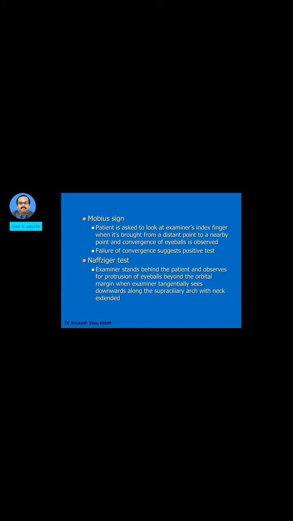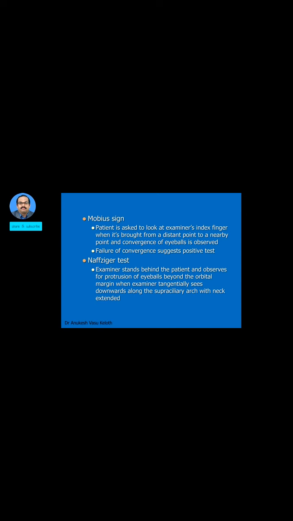The next is the Naffziger test. The examiner stands behind the patient and observes the protrusion of the eyeballs while keeping the neck extended, and you are observing through the supraciliary arch or the supraorbital margin. You are looking tangentially to the cheeks from the back of the patient while the neck is extended. So we are observing through the forehead, through the supraorbital ridge, and looking to see whether the eyeball is protruding beyond the orbital margin. So that is again a test for exophthalmos, the Naffziger test.